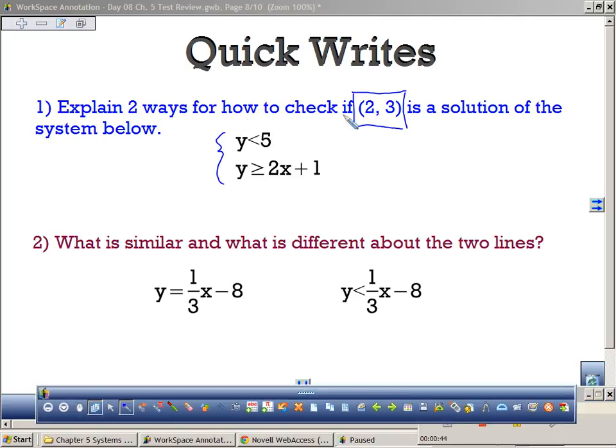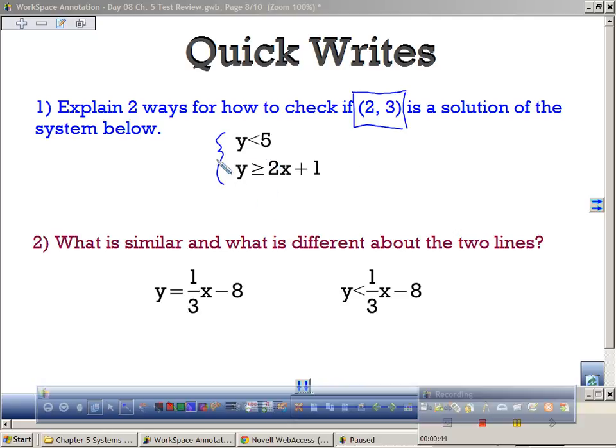Okay, so somebody tell me one way to check if 2, 3 is a solution to this system of inequality. Michael? Plug them in, or more specifically, substitute, correct? So the easiest one to substitute would be y. Here's y. If y equals 3 and I substitute for y, I would get 3 is less than 5. Is 3 less than 5? Yes, that works.